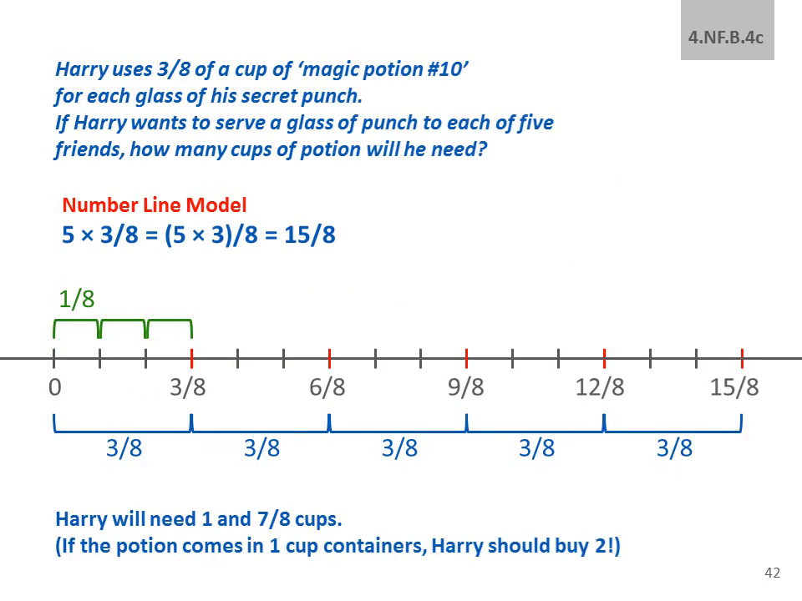In this slide, we see another child-friendly problem. We're using 3/8 of a cup of magic potion number 10 for each glass of a secret punch. If we want to serve a glass of punch to each of 5 friends, how many cups of potion will we need? On the number line model, we see 5 times 3/8 equals 15/8. So we will need 1 7/8 cups of magic potion. And if the potion comes in 1-cup containers, we should buy 2.